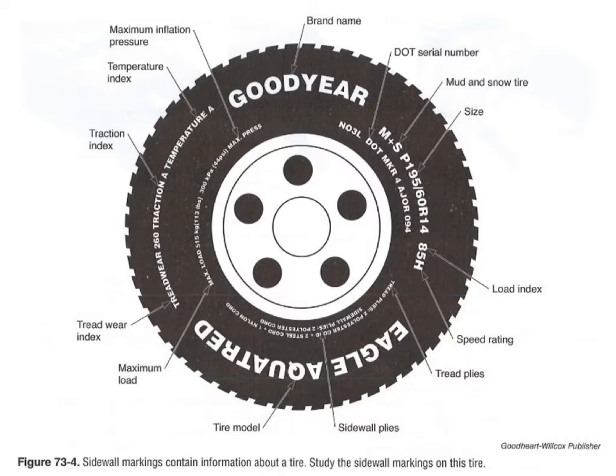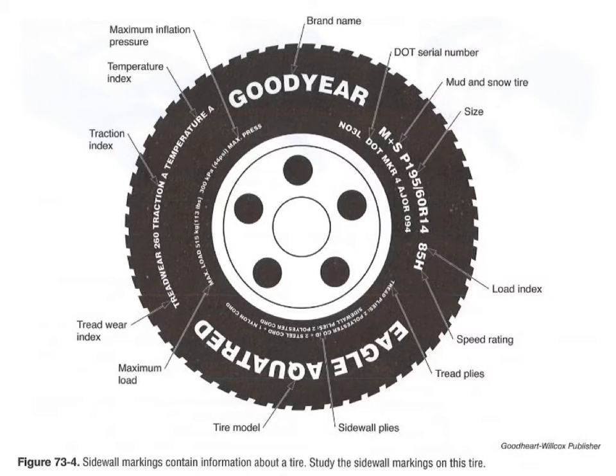The part of the tire that's going to give you the most information about your tire is the sidewall. And here's a sidewall of a Goodyear tire, and it points out some of the important information you'll see on the side of a tire. If you go to buy new tires for your car, you will need some of the information that you see on this tire.